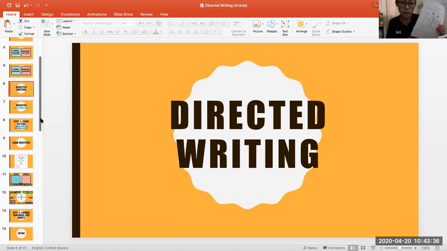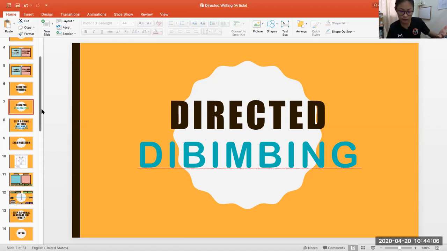Now, the reason is, it says here, directed writing. I want you to understand, it's not just a random name that they give to this part. Why is this part called directed writing? Actually it's just writing, but it's being directed. They guide you. They guide you with the notes that they put in here. They want you to take it and put it in your answers, right?